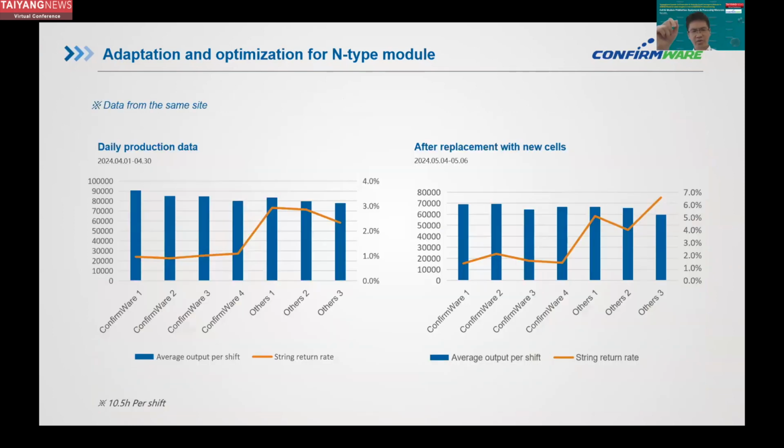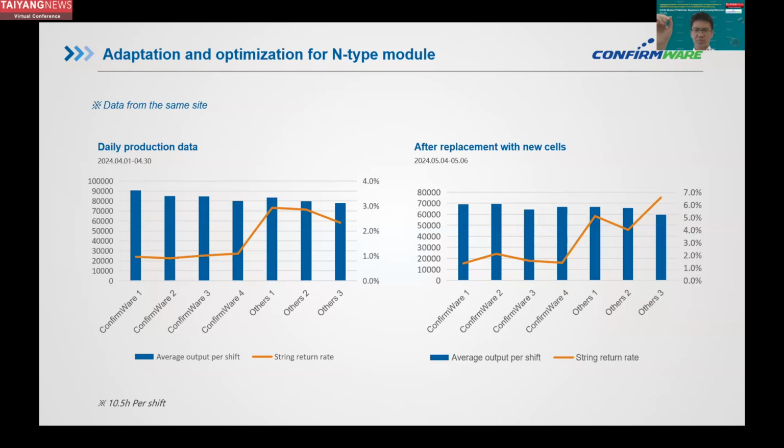Here is data from one of our customer sites. We compare one stringer from our company and one from another supplier. As you can see, the yield has a big difference. Ours has only a 1% string return rate. However, the other supplier even reaches 3%. It is very high.